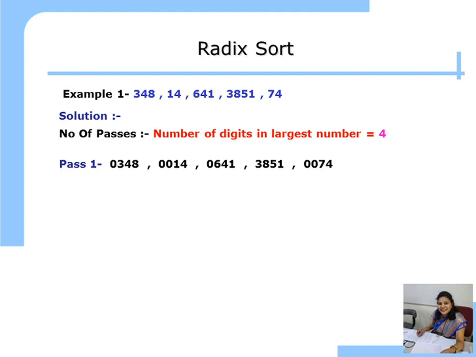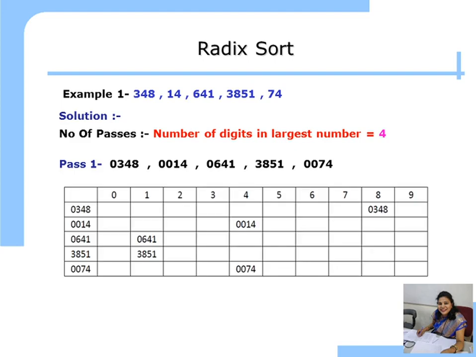So in pass 1, what do we do? In pass 1, we put all the elements vertically here: 348, 14, 641, 3851 and 74. And since it is pass 1, we consider the unit location. So what is the number present at the unit position of 348? 8. So we put it into the 8 bucket. Here we have 4.